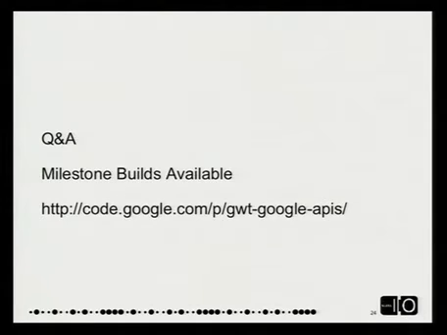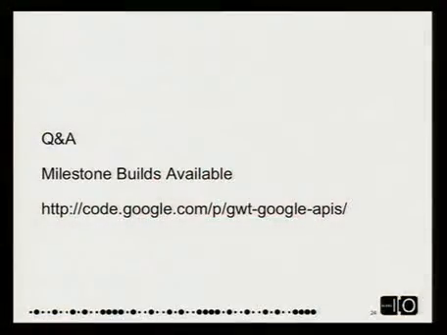I'd be happy to answer any questions you might have, but before we do, just real quick, we do have milestone builds available in the project. You can download the latest milestone builds for all these APIs that I talked about with the functionality. And the project is the GWT Google APIs project. So are there any questions or other areas that you would like to discuss?